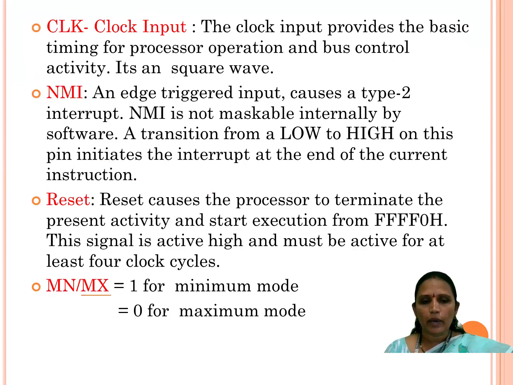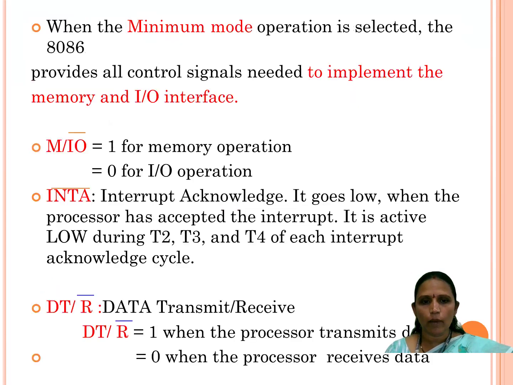And next is the MN by MX bar signal. If it equals 1, it operates in the minimum mode, and if it is 0, it operates in the maximum mode. When the minimum mode operation is selected, the 8086 provides all control signals needed to implement the memory and IO interface. So M by IO bar: memory as well as input output. If M by IO bar equals 1, it performs the memory operation. If it is 0, it performs the IO operation.